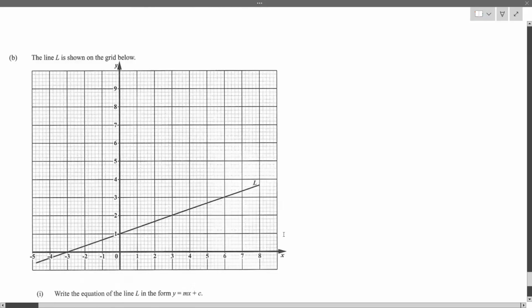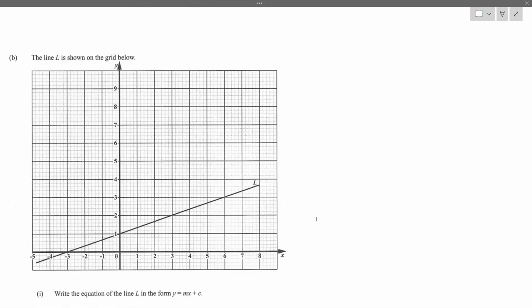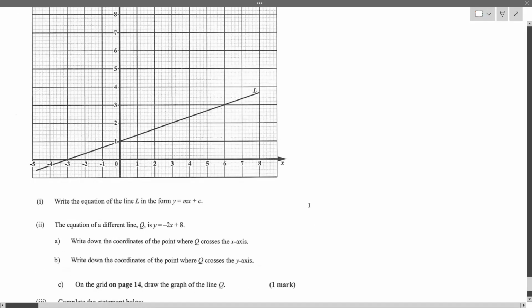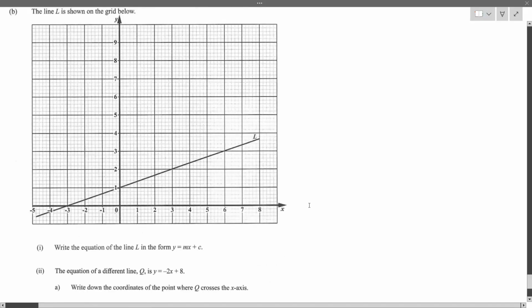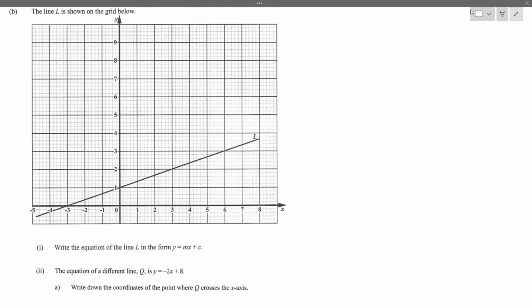All right, so we have another question. The line L is shown on the grid. They want us to write the equation of the line in the form y equals mx plus c. When you're given a line on a graph and asked to write its equation, the first thing we need to do is get 2 points on that line, so we can find the gradient, and then use one of these points and the gradient to work out our equation of the line.